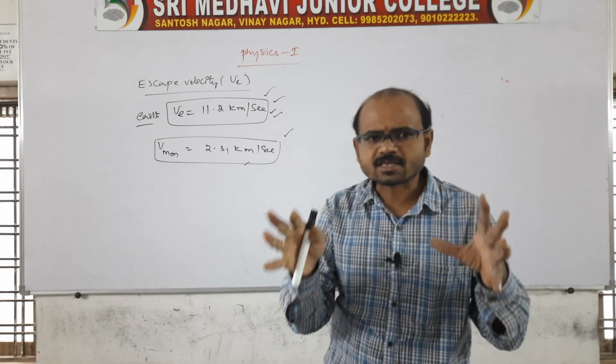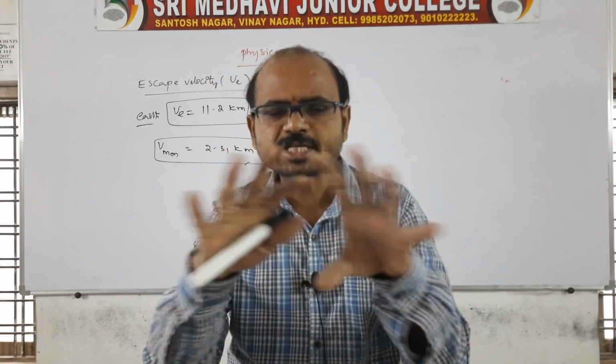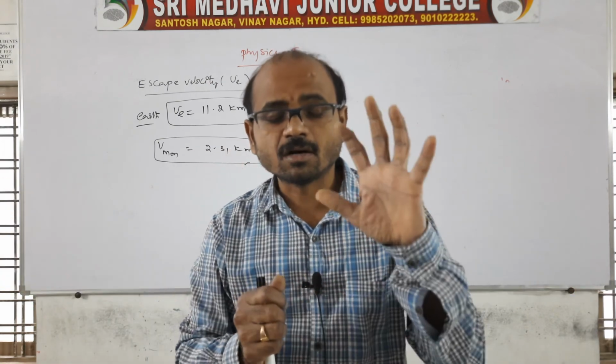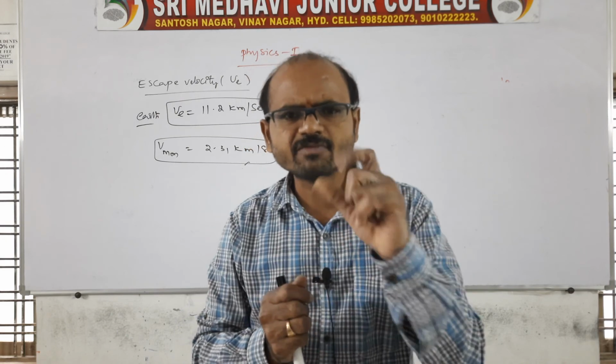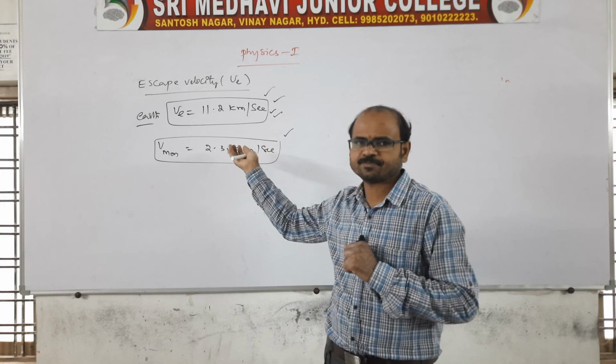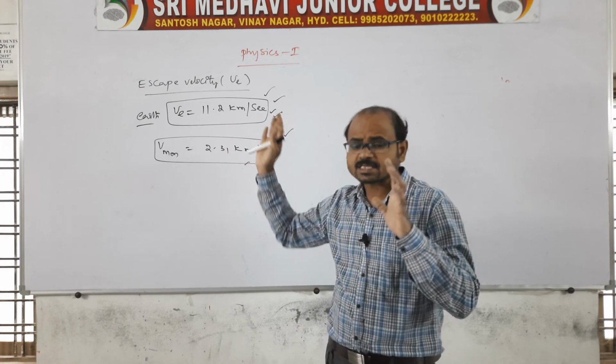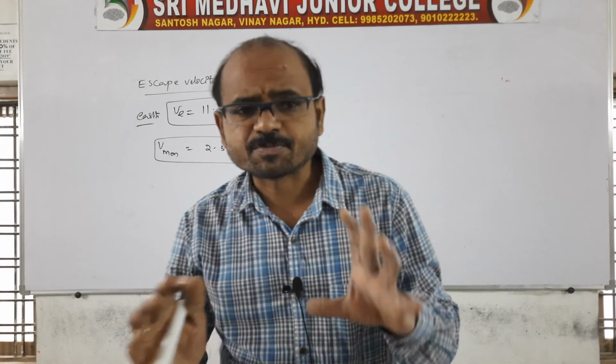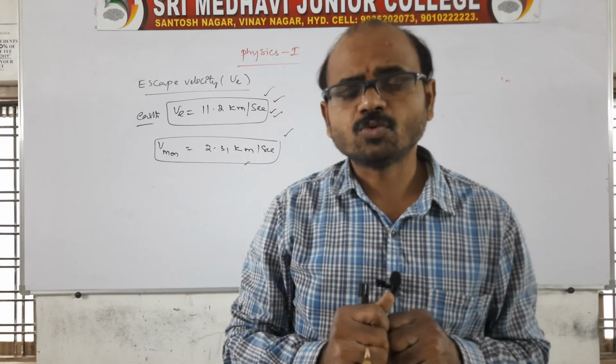That's why the earth has an atmosphere, and on the moon there is no atmosphere. Only one reason we can give: it depends on escape speeds. Clear now? This is about escape velocities on the moon and on the earth.